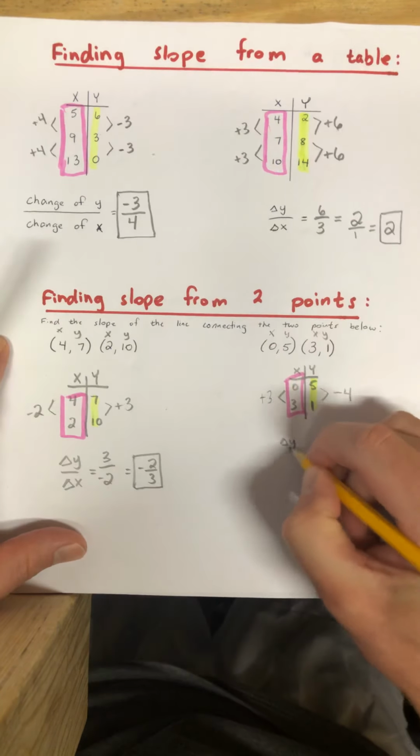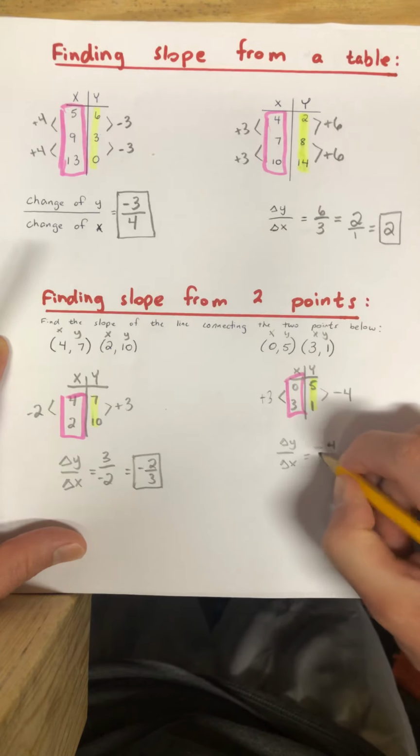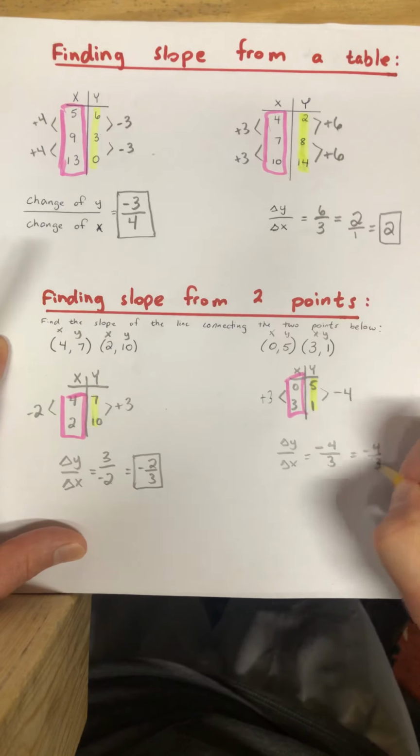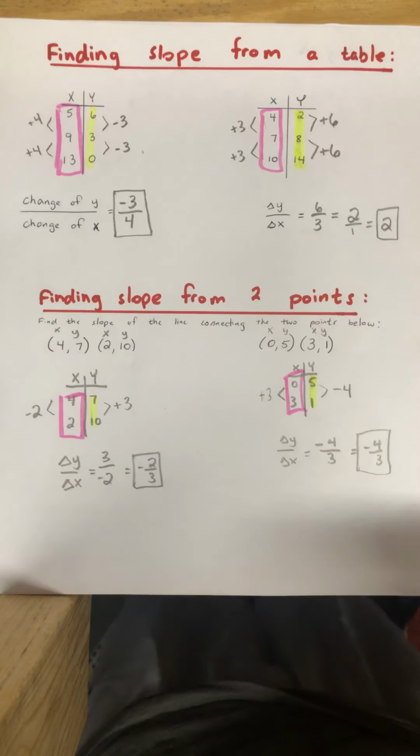Change of y divided by change of x. Change of y was negative 4. Change of x was 3. Our answer is negative 4/3. That is finding slope from 2 points.